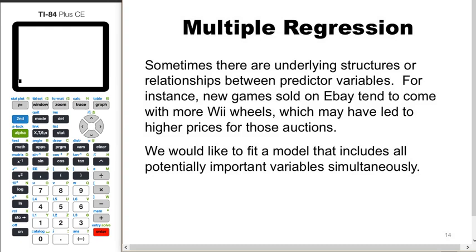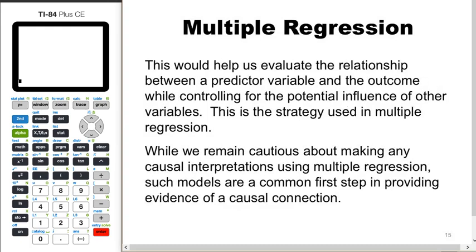So we would like to fit a model that includes all the potentially important variables simultaneously. This would help us evaluate the relationship between the predictor variable and the outcome while controlling for the potential influence of other variables. When I'm looking at more than one variable, this is called multiple regression. While we remain cautious about making any causal interpretations, this is an observational study after all, such models are a common first step in providing evidence of a causal connection.